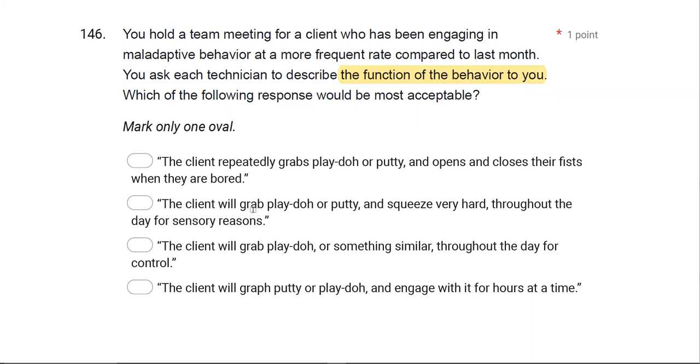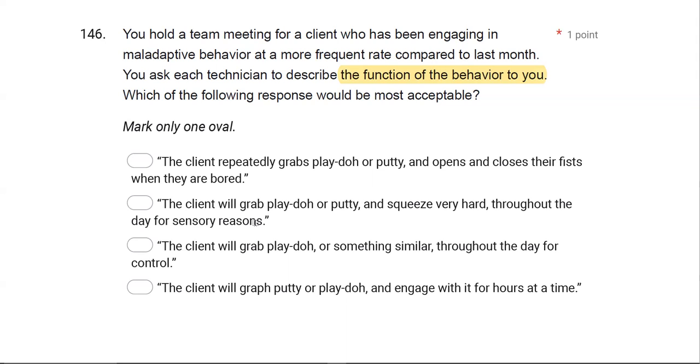B, the client will grab Play-Doh or putty and squeeze very hard throughout the day for sensory reasons. Okay, where we've given a little topography. More importantly, we've given a function. Remember, automatic is a technical term, but a lot of people these days say sensory, and so automatic and sensory are more or less interchangeable at this point.